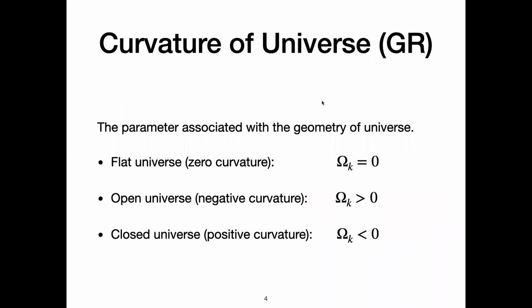Okay, let's come to the curvature of the universe. This is a concept associated with general relativity. For this talk, we just need to know that a flat universe, meaning zero curvature, means that omega k, the curvature energy density parameter, is zero. For an open universe, omega k is greater than zero, and for a closed universe, it's less than zero. We'll be dealing mostly with the open universe, where omega k is greater than zero, so we will have to deal with the curvature of the universe in this topic.